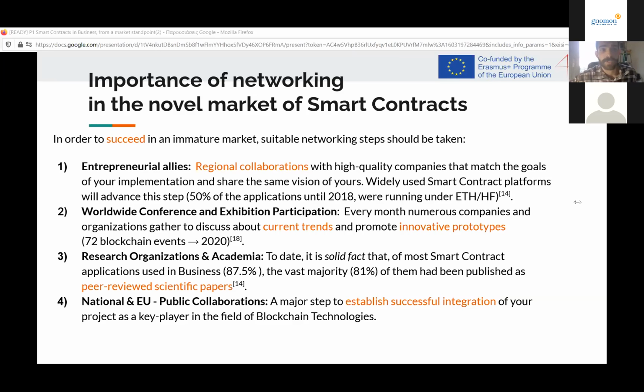Then research organizations and academia will help a lot, because it's a solid fact that smart contract applications used in business have been published in papers, and as you can see, the number is 81%. And at the end, it's very important to have national and EU, in our case, public collaborations, which is a major step to establish successful integration of your project as a key player in the field of blockchain technologies.